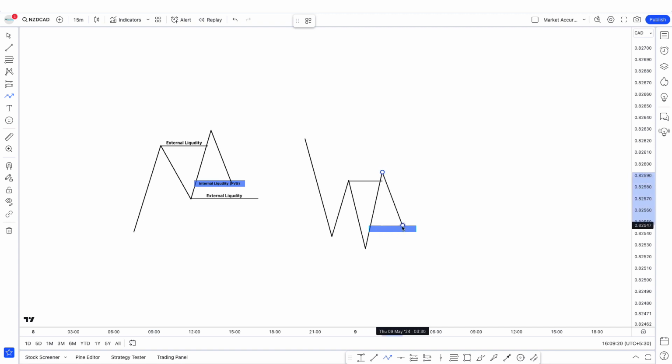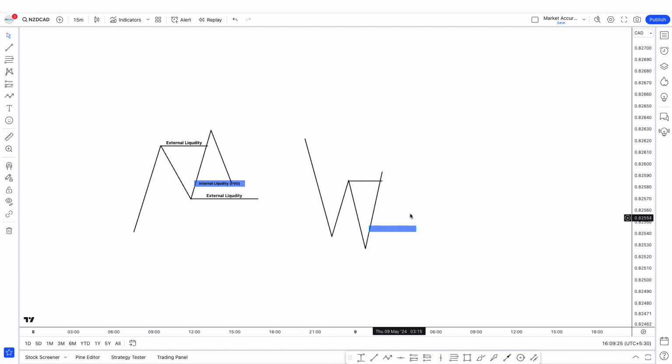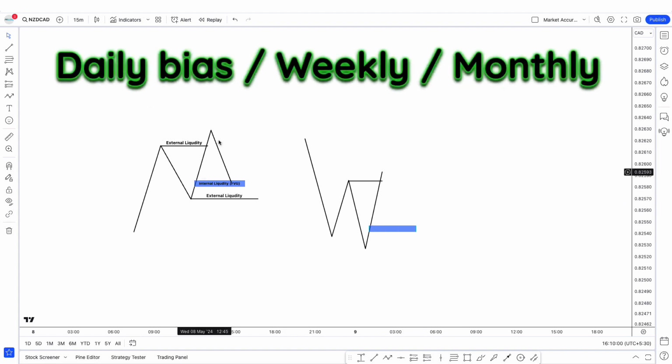fair value gap. If the fair value gap is partially filled, let's say price goes up, there was a fair value gap, price touches, and then goes back to external, then that fair value gap is no longer valid. That internal liquidity is already taken. So we simply just went from internal to external. This is how you determine your daily bias or weekly or monthly.